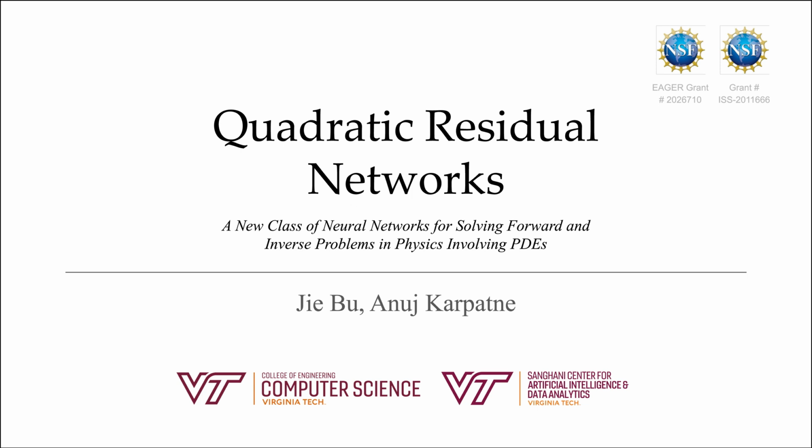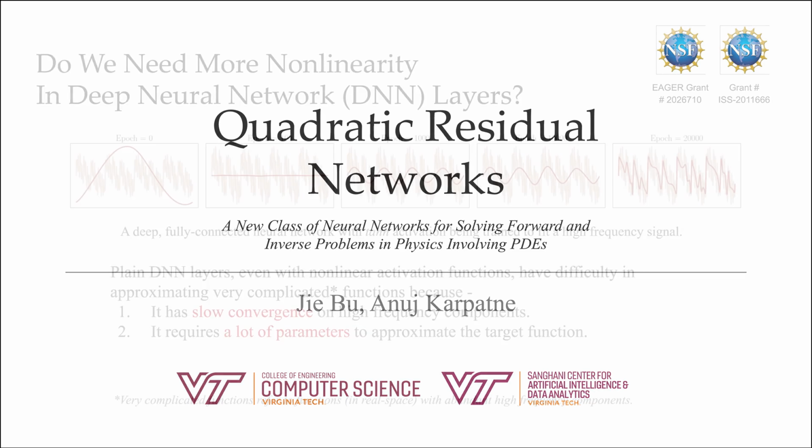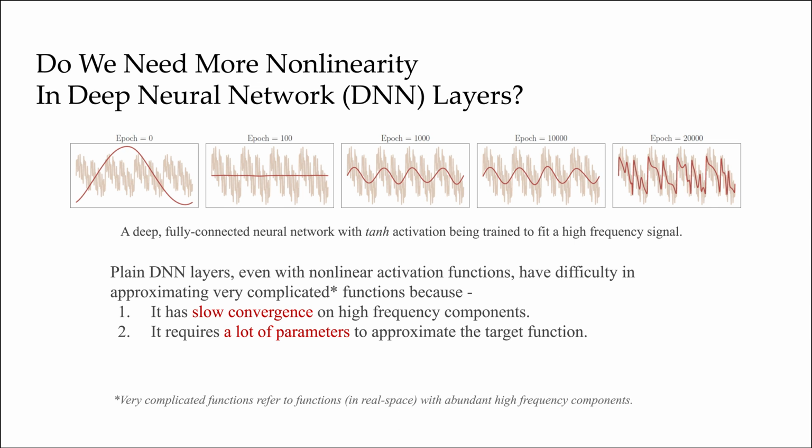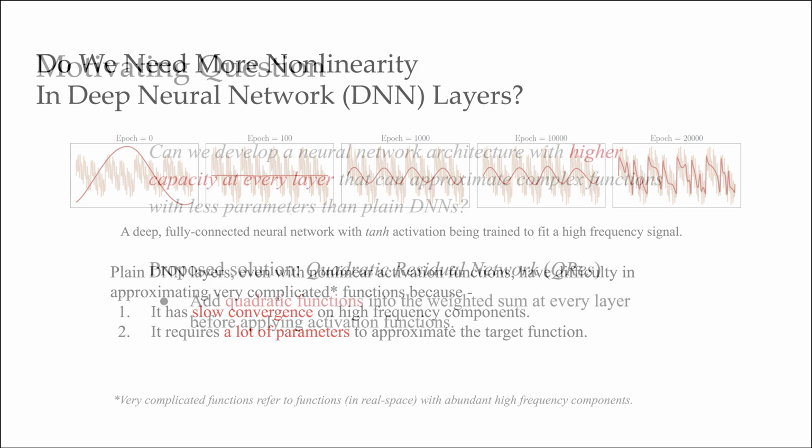I am glad to share with you our work on quadratic residual networks, a new class of neural networks for solving forward and inverse problems in physics involving PDEs. Let's start with a simple experiment. The figure shows an example of neural networks fitting a high-frequency signal. We observed that conventional neural networks require a lot of parameters and training epochs to fit a complicated function.